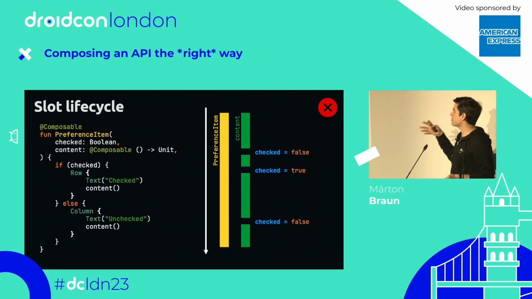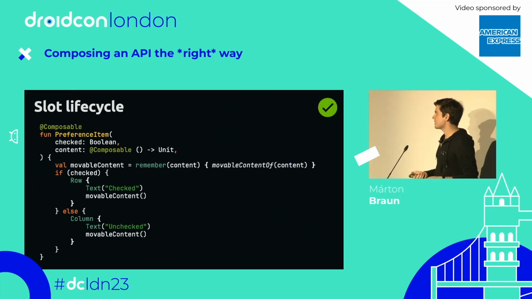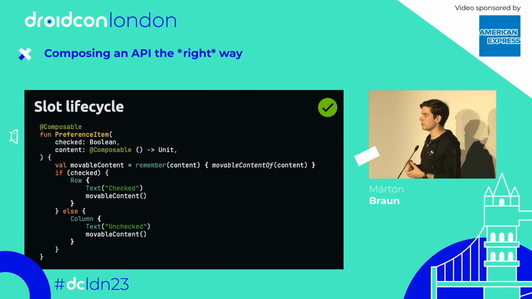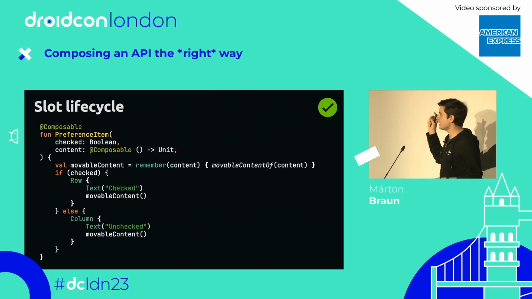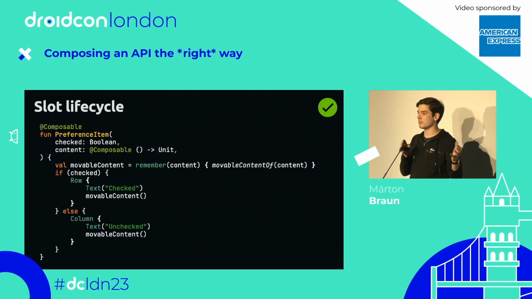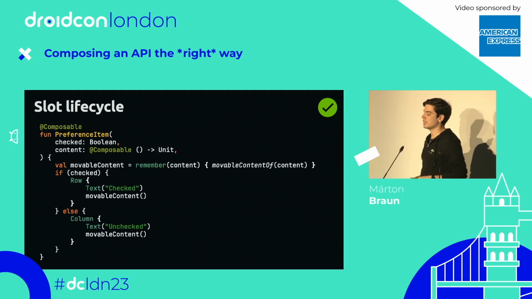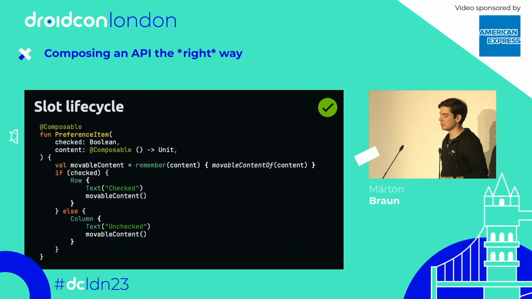And this is a problem because we're doing too much work. We're calling the content function too many times. We shouldn't dispose its contents every time that we need to change some state. And Compose offers a very specific API for exactly this purpose, which is called movableContentOf. So you can take your initial content function, you can wrap it in movableContentOf, which gives you another composable function, which you can then remember inside your component.